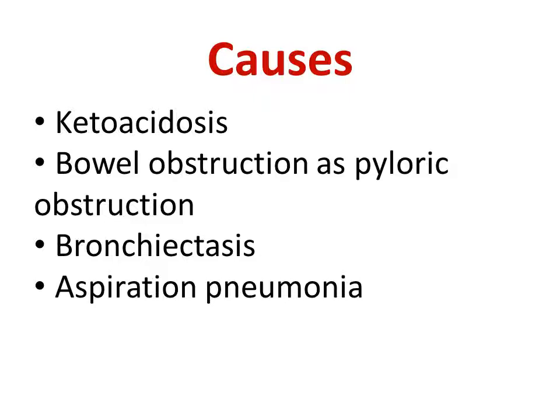Bowel obstruction, especially pyloric obstruction or gastric outlet obstruction. This means obstruction of the outlet of the stomach, preventing the food from moving away from the stomach. So it accumulates in the stomach, causing dilatation of the stomach, and it may be regurgitated or vomited, giving a very bad odor to the mouth. The presence of pouches, for example a pharyngeal pouch, with retained food in it can also cause halitosis.